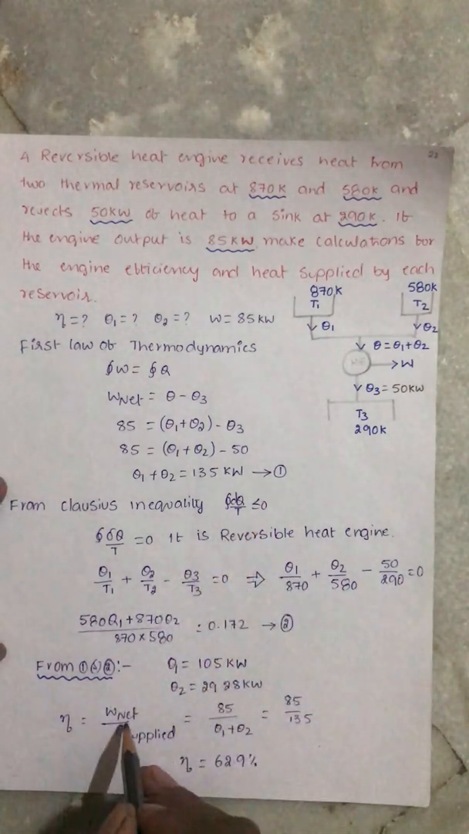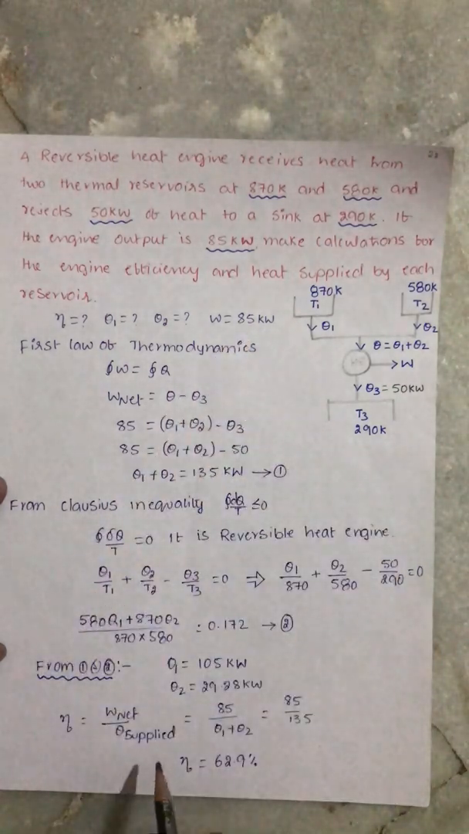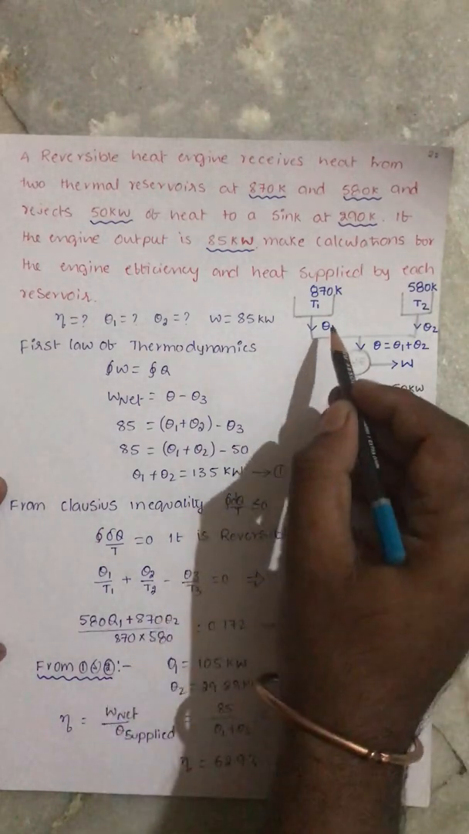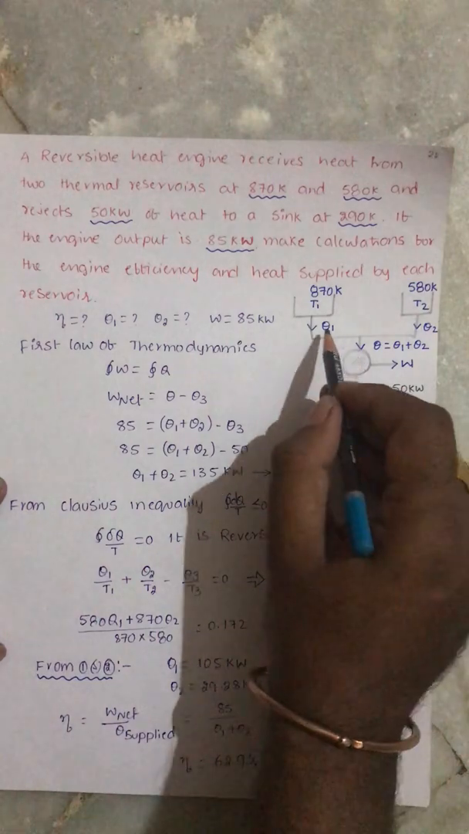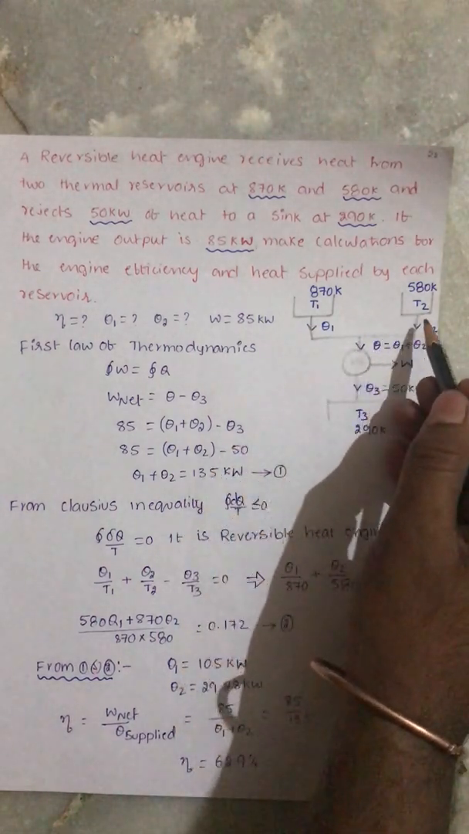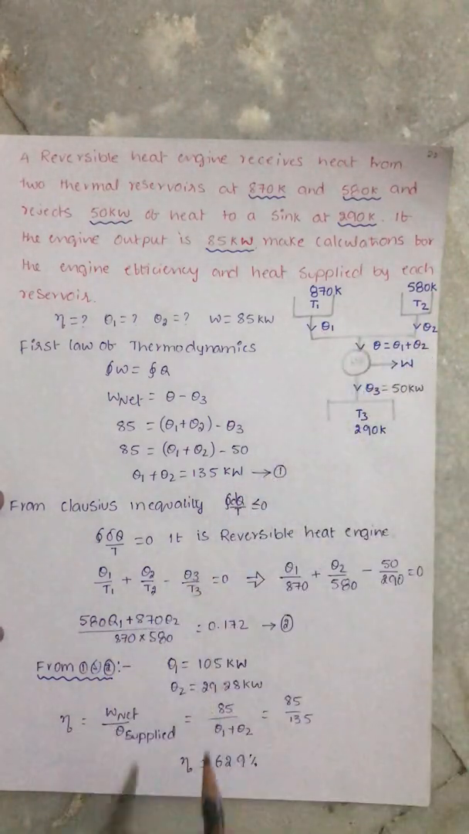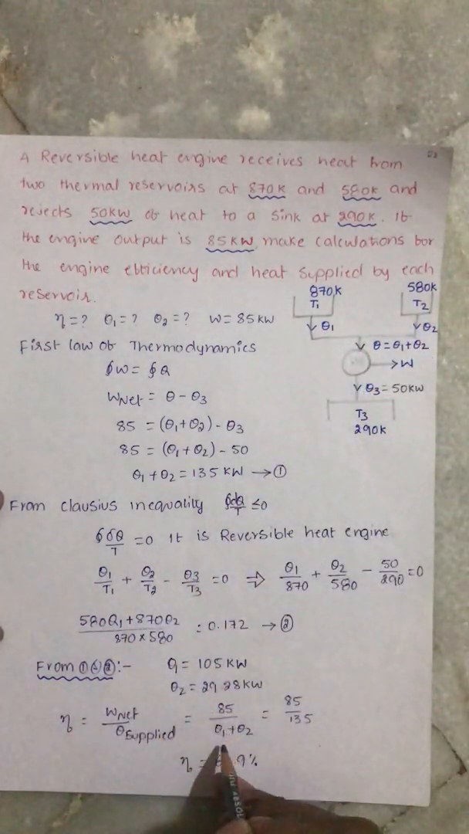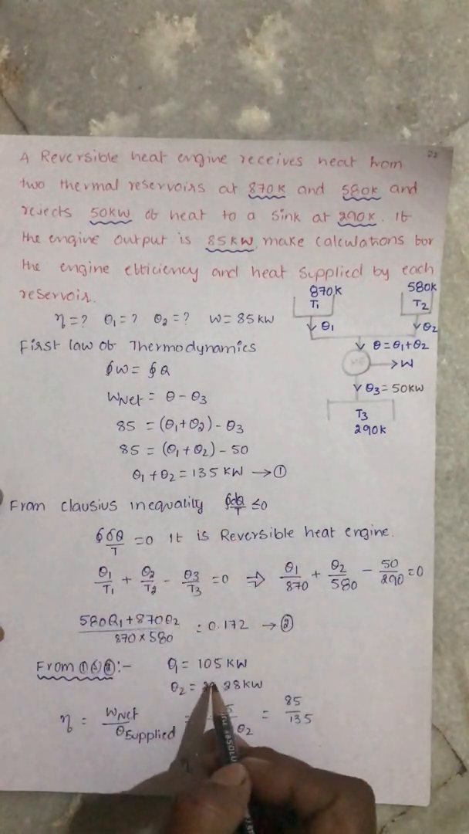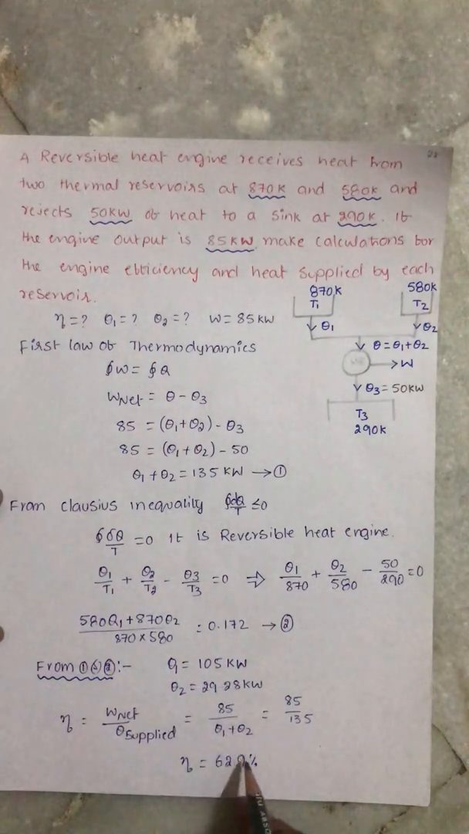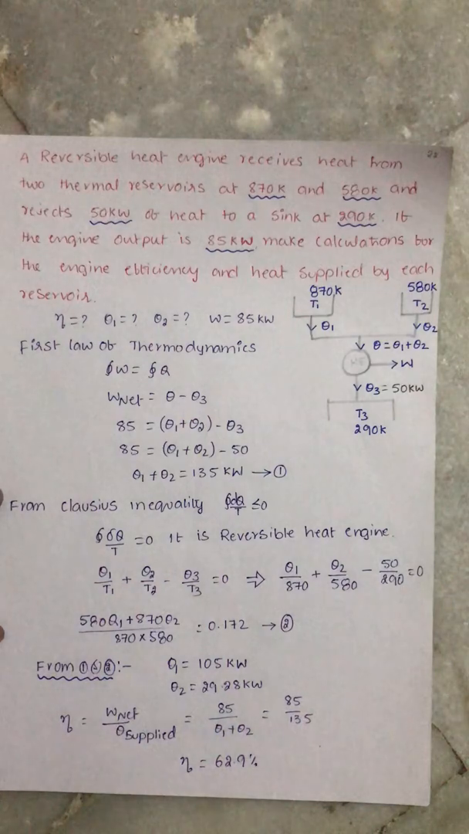And the efficiency is equal to the net work done divided by the heat supplied. Net work done is given as 85. Heat supplied to the system is not one value, because both reservoirs are supplying heat to the engine. So the heat supplied to the engine is Q1 plus Q2. W net is 85, and Q1 plus Q2 is 135; even if you add these two, you will get 135 only. Now 85 by 135 means it is 62.9%. Thank you very much.